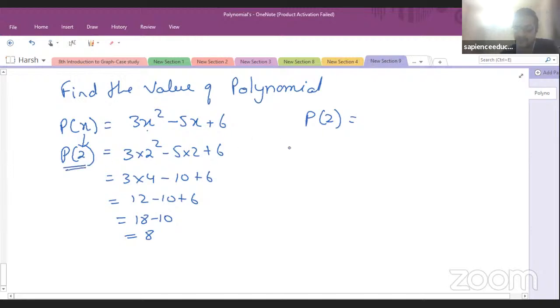Let's suppose they have given us, find the value at 1, p(1). So what we'll do, 3 into 1 square minus 5 into 1 plus 6.